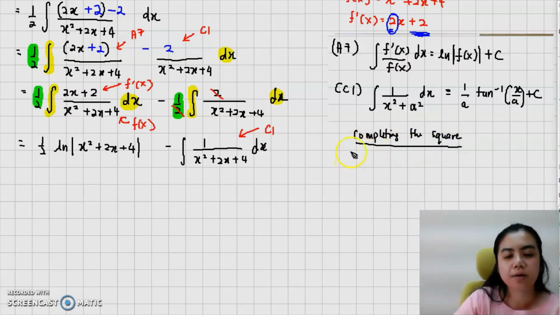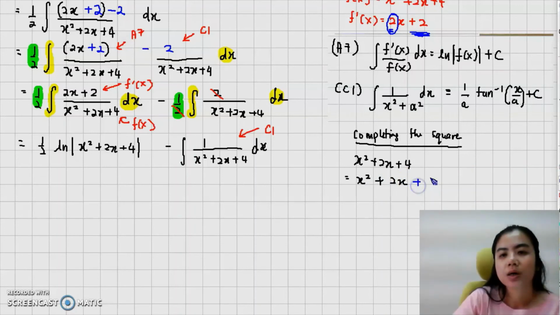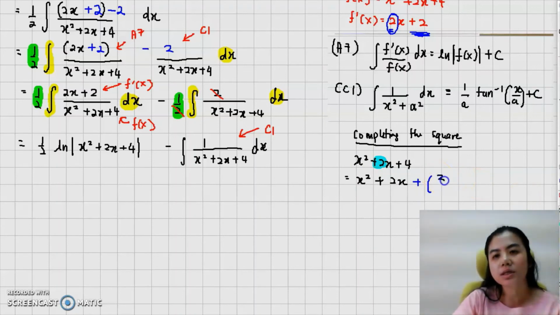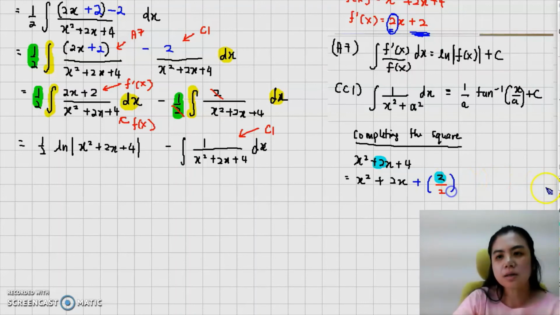Alright, so we have x squared plus 2x plus 4. Again, just copy back the x squared and 2x. Now plus, read the coefficient of x. So plus 2, right? We have 2 here, positive 2, and it always has to be divided by 2. Close the bracket and add the square.